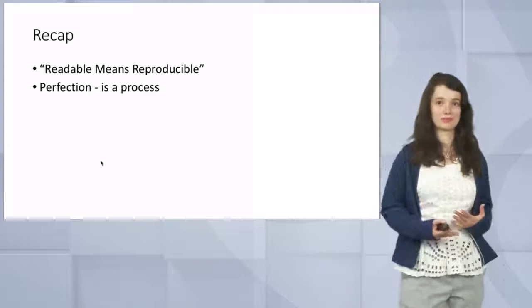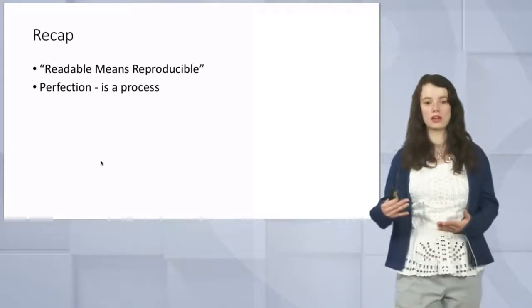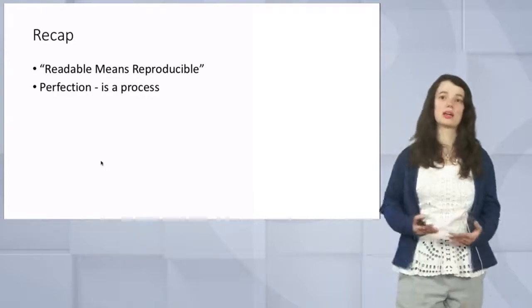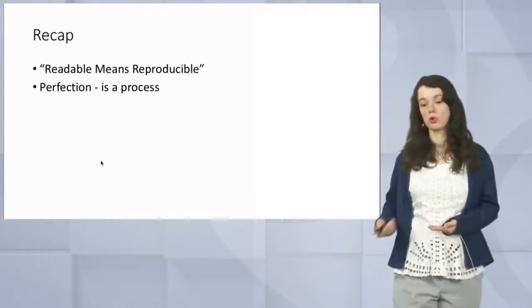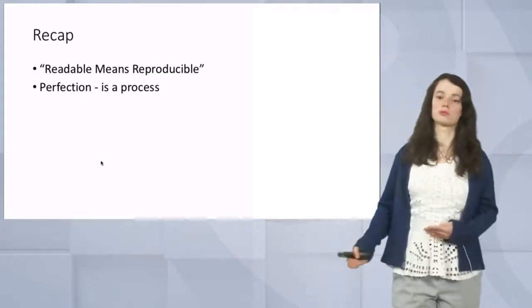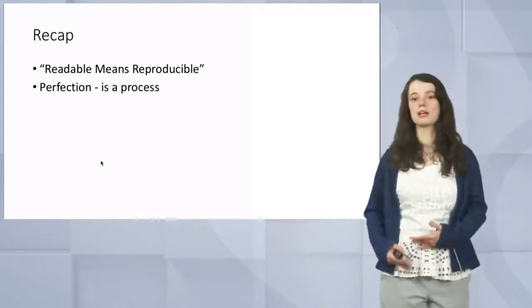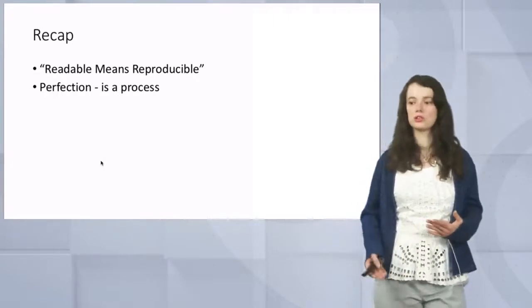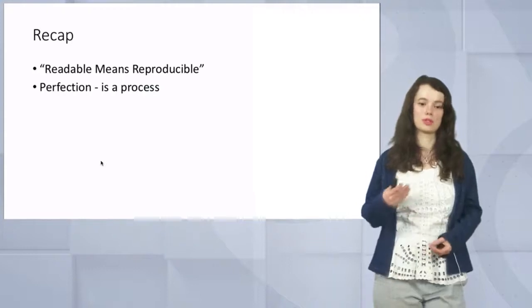The recap. Readable code means reproducible code. Reproducible code cannot be non-readable. And perfection is progress. You are not making your code perfect from scratch, but you keep trying to make it better. And after that, you can have your successful code.